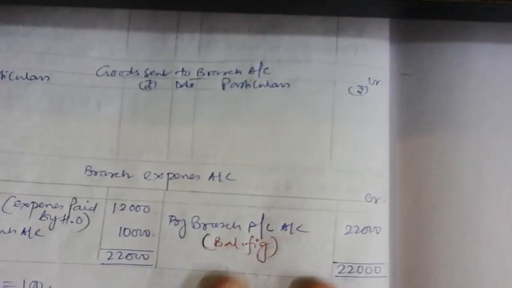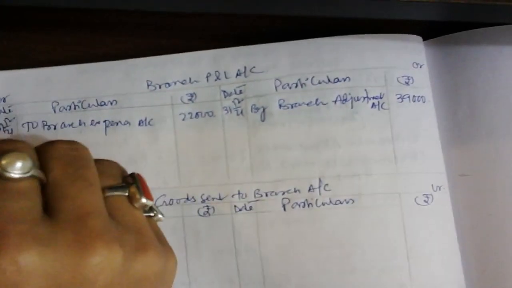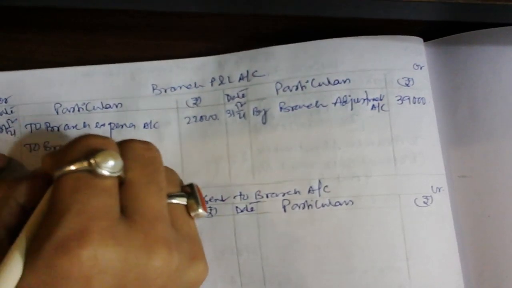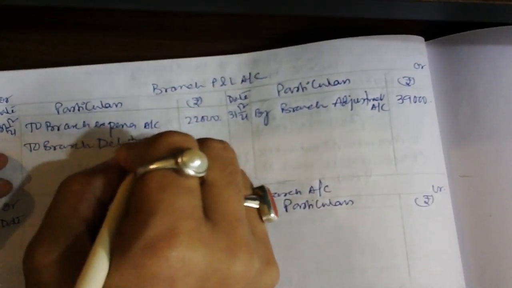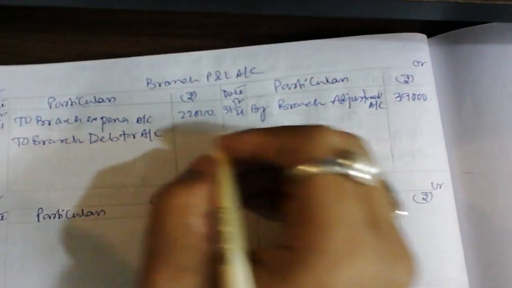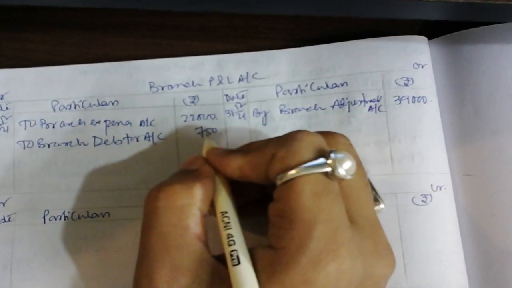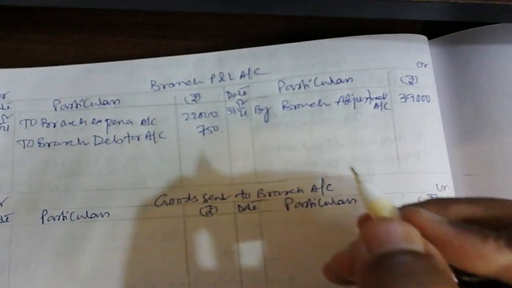Now let's see. In the branch P&L here we will write, to branch data, sir. How much will it be? 750. That is what we have done. Now after this, what do we have, sir? I think everything is done.